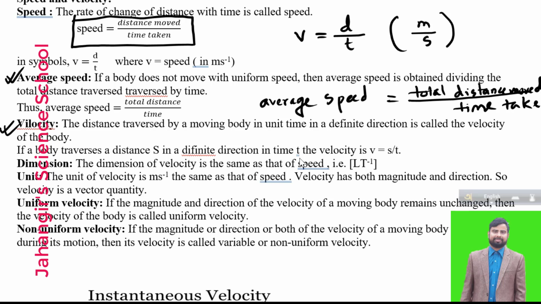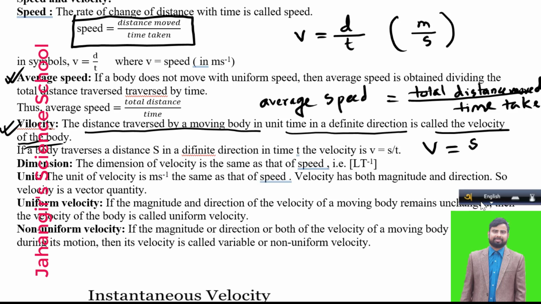On the other hand, velocity: the distance traversed by a moving body in a particular, definite direction is called velocity. So the rate of change of displacement is called velocity. Velocity is a vector quantity. It has a definite direction. The relation is v equals s divided by t, where s is displacement, so it is a vector quantity. Velocity is also a vector quantity. Unit meter per second.